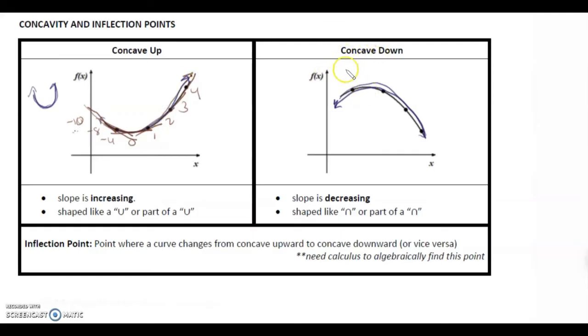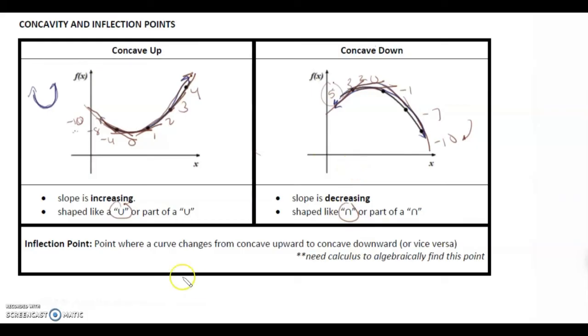Concave down, on the other hand, the slope starts at like, let's go 5, and then there's 3, and 2, and 0, -1, -7, I don't know, -10. I'm just making it up. So concave down would be going from the biggest number, which is 5, to the smallest number, which is -10. So that slope would be decreasing. Concave up is shaped like a U, or part of a U. Concave down is shaped like an N, or part of an N.